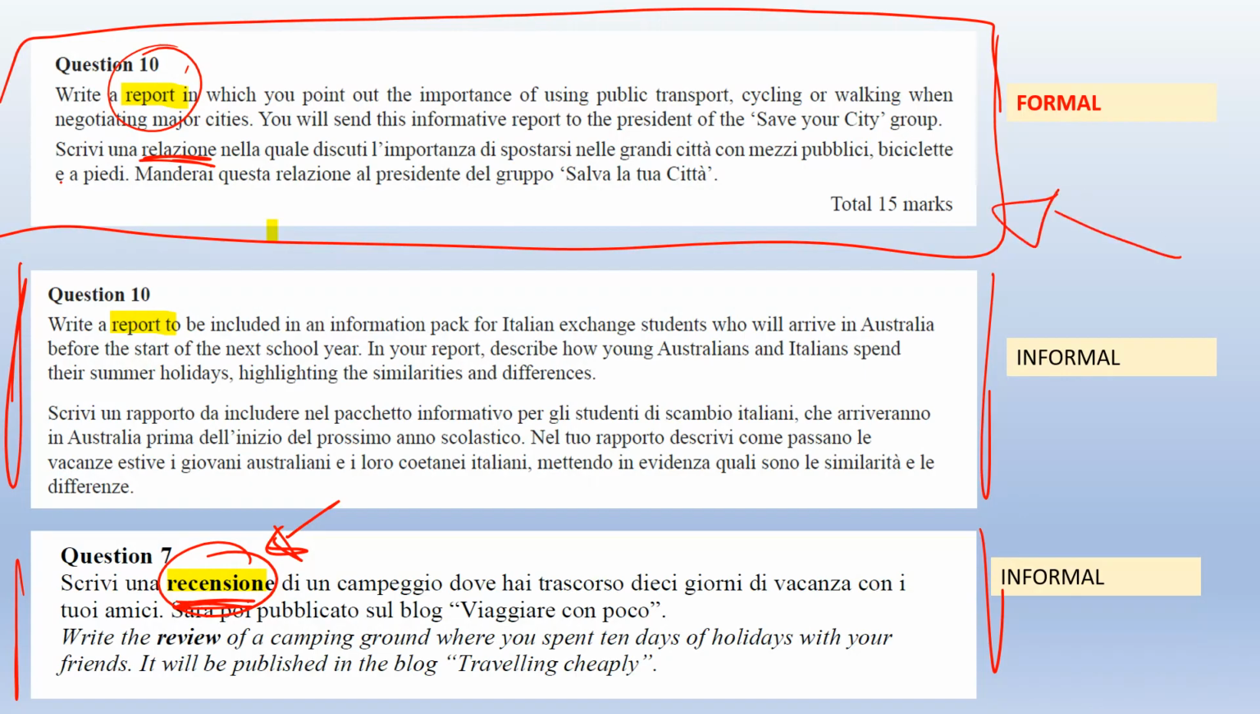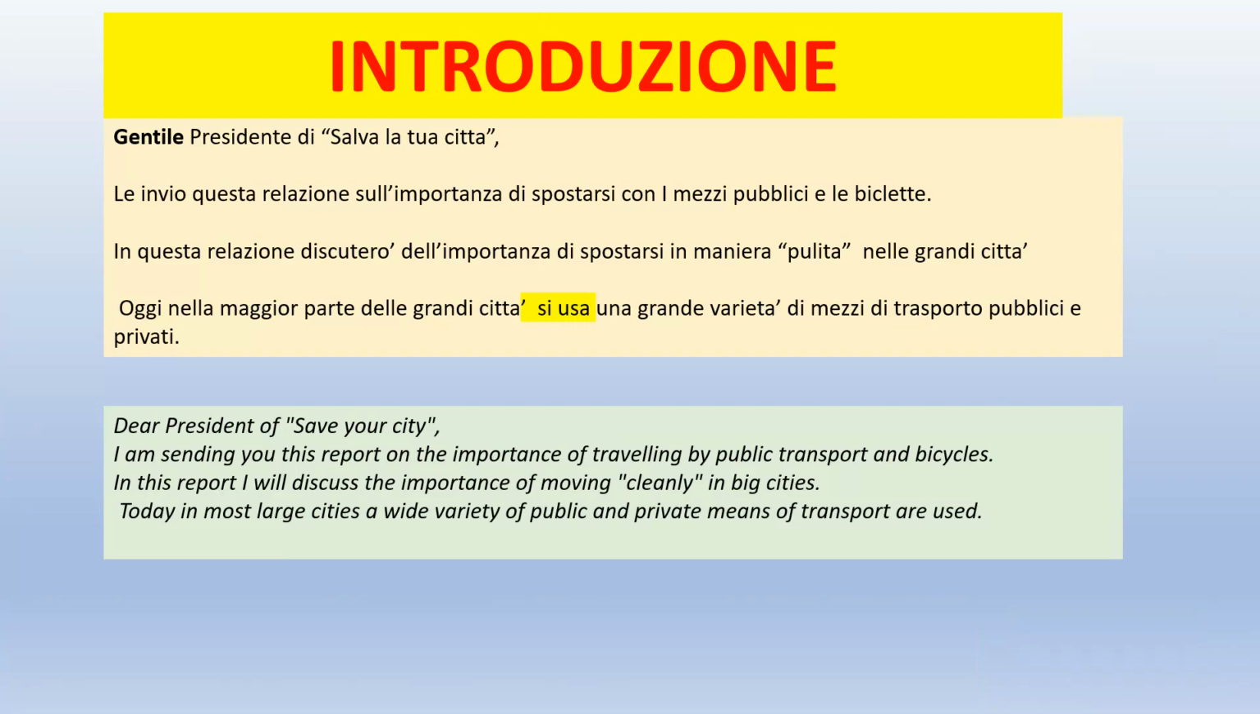So I'm just going to read this for you. We're going to write, scrivere una relazione nella quale discuti l'importanza di spostarsi nelle grandi città con i mezzi pubblici, biciclette o a piedi. And this relazione goes to the presidente del gruppo Salva Città. Because we are writing to the presidente, we have to make sure that we use lei when we address him or her. And that's what we're going to look at now.